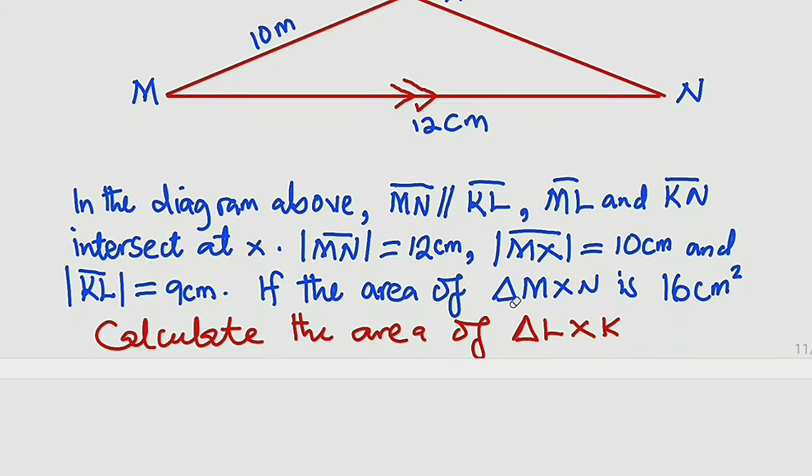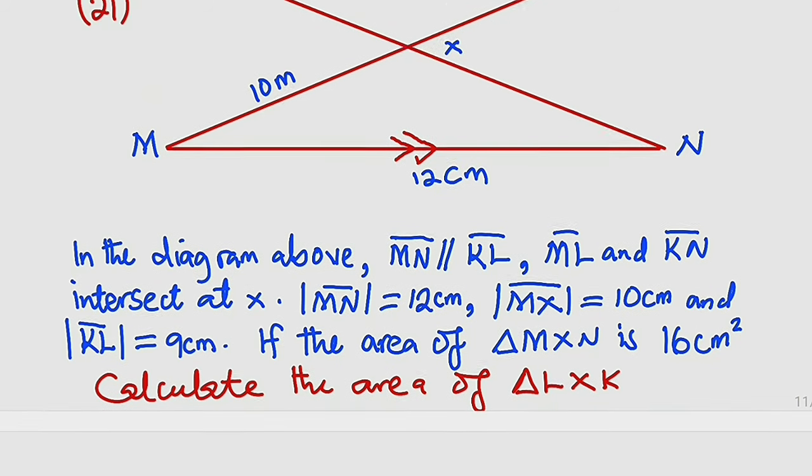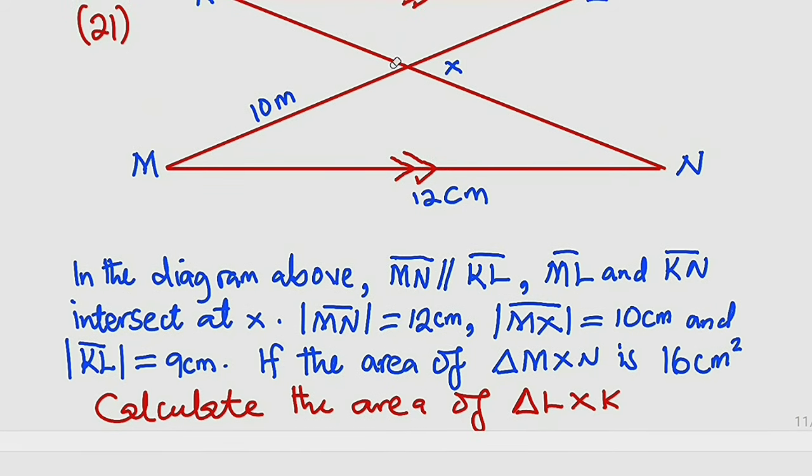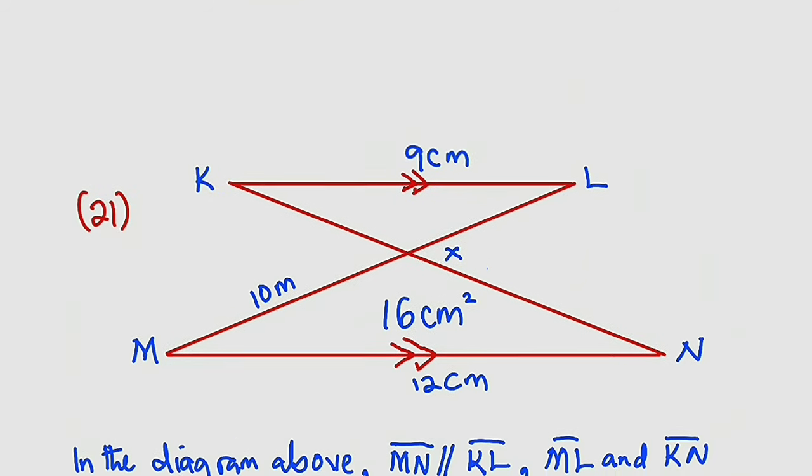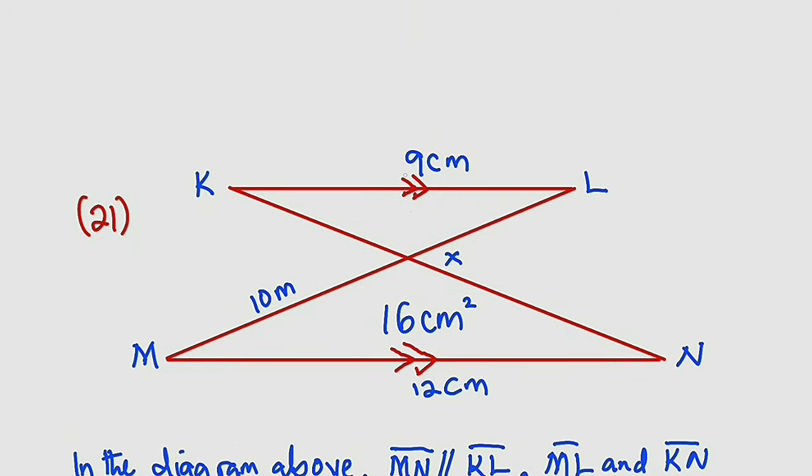If the area of the triangle MXN is 16 cm squared, so what is MXN? MXN, so we are talking about this particular triangle. The area is what? 16 cm squared. We are asked to calculate the area of the triangle LXK. LXK, so we are talking about this particular one. So it is unknown. Let us define it as A.